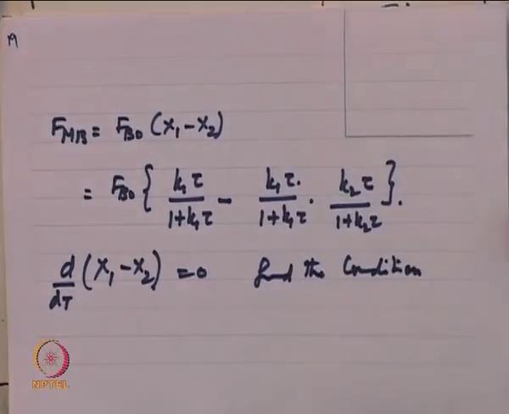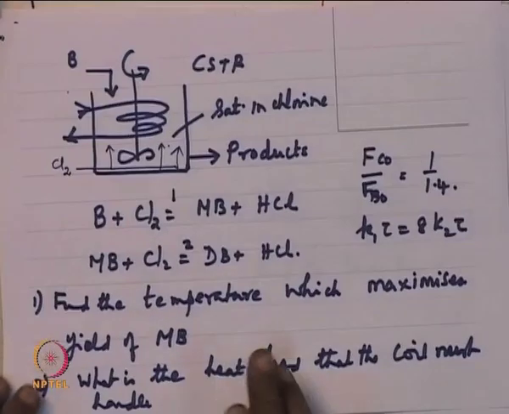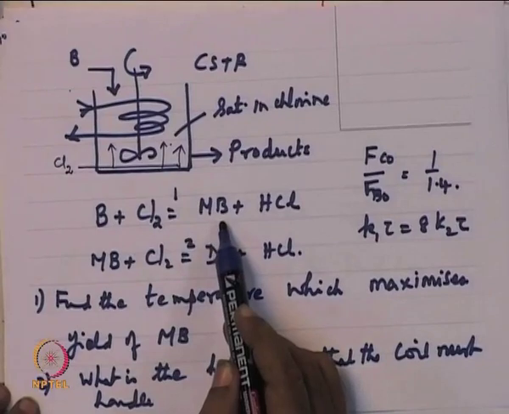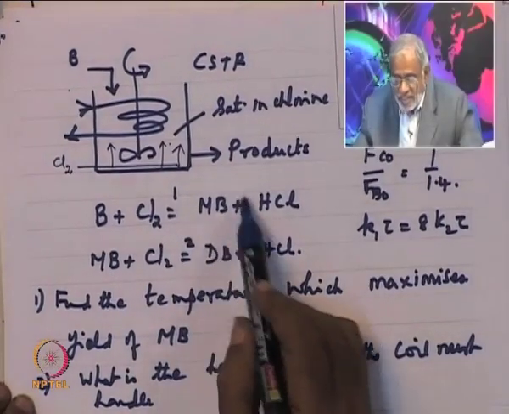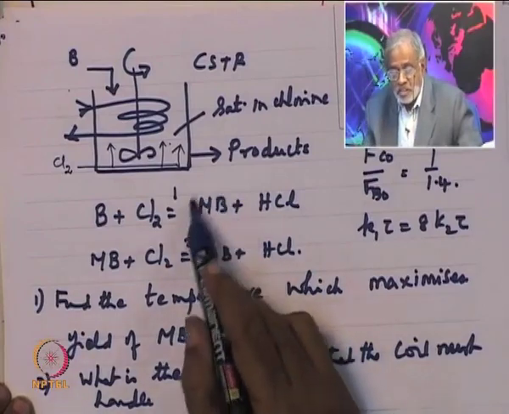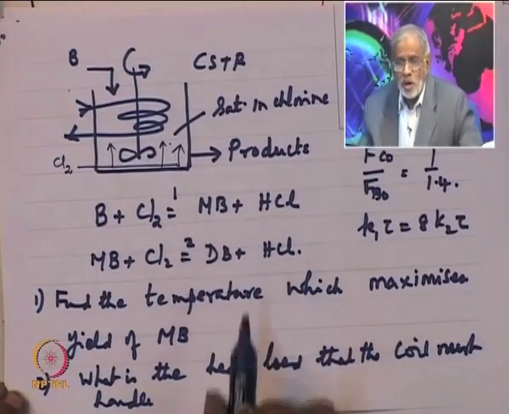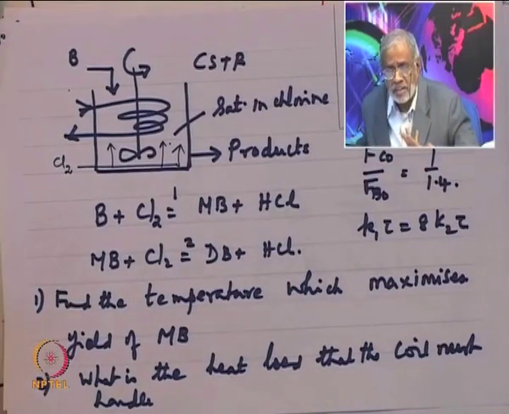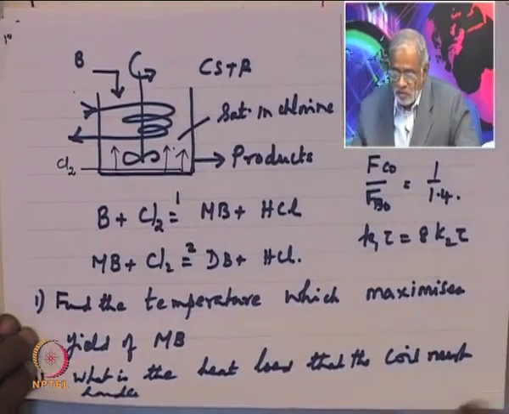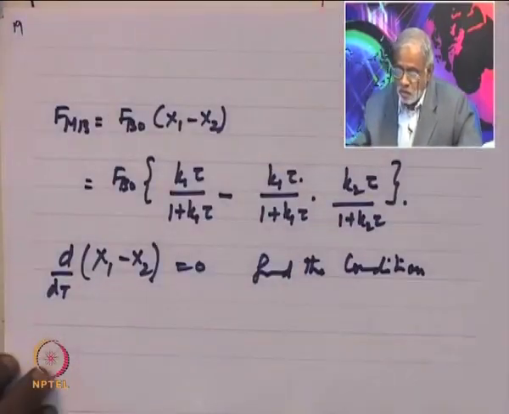From very fundamentals as well, we should recognize that as benzene goes to monochlorobenzene, monochlorobenzene goes to dichlorobenzene. Therefore, there would be conditions under which this intermediate would be maximized. And our interest is always to find conditions so that our product of interest is as high as possible. Therefore, we would like to see what is the temperature at which this X1 minus X2 goes through a maximum.